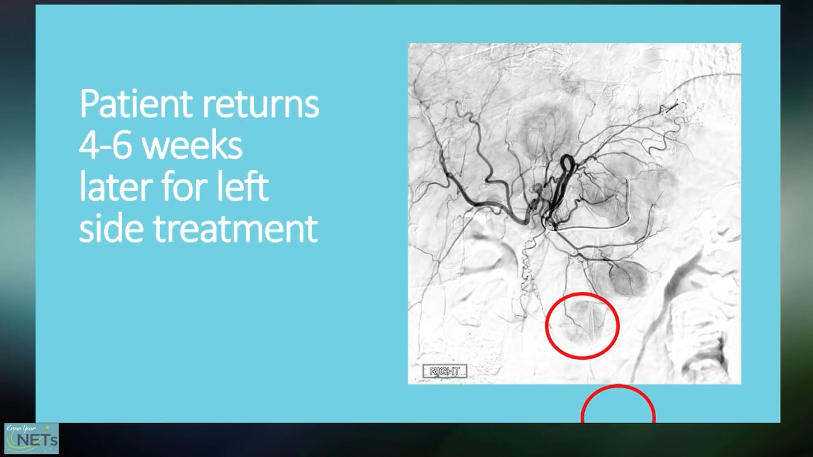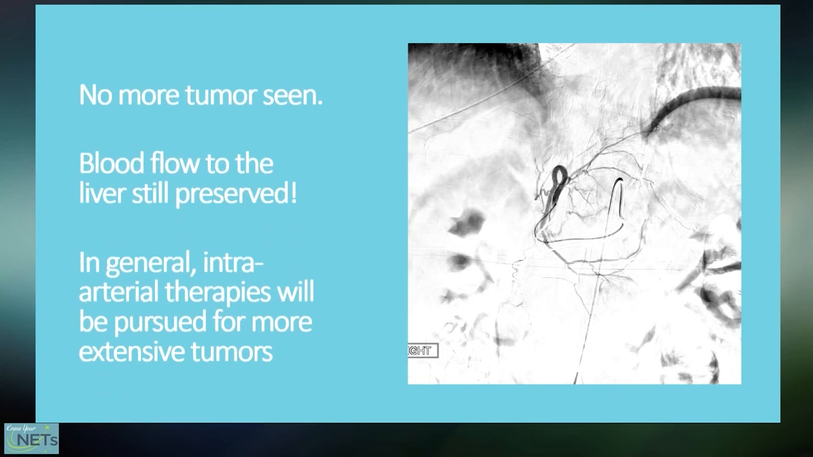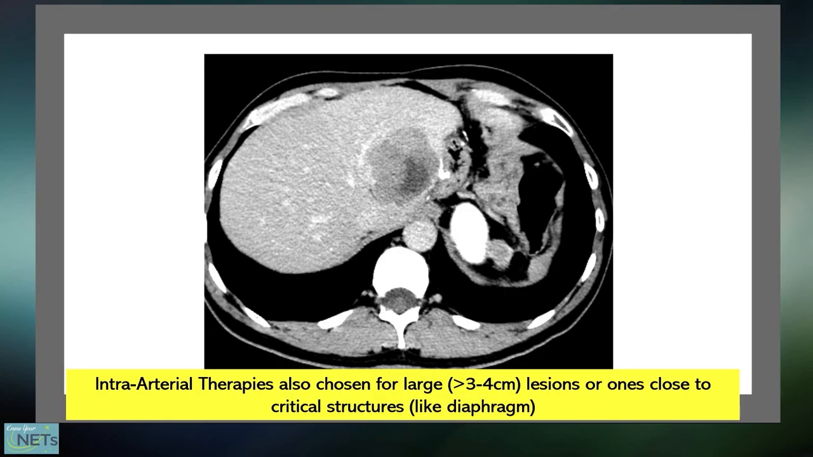And again, you can see here, this patient returns a month later and we do the other side of the liver. And again, you can see all these tumors. And this is what it looks like after the embolization. These intra-arterial therapies we use when patients have multiple tumors. We also use them for tumors that are very, very large or ones that are close to critical structures like the diaphragm that might be difficult to reach with what we call ablation.